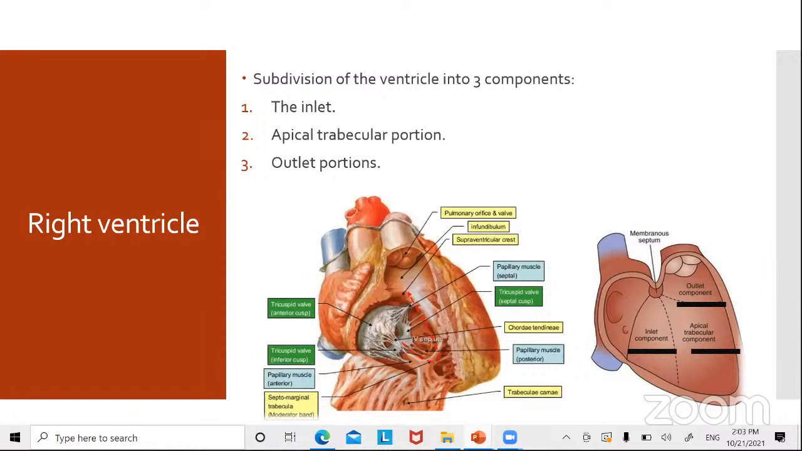So the inlet portion of the right ventricle surrounds the tricuspid valve and its tension apparatus. The apical trabecular portion of the right ventricle extends out to the apex. And there, the wall of the ventricle is quite thin and at risk of perforation by cardiac catheter and pacemaker electrode. And finally, the outlet portion, which consists of the infundibulum, a circumferential muscular structure that supports the leaflets of the pulmonary valve.